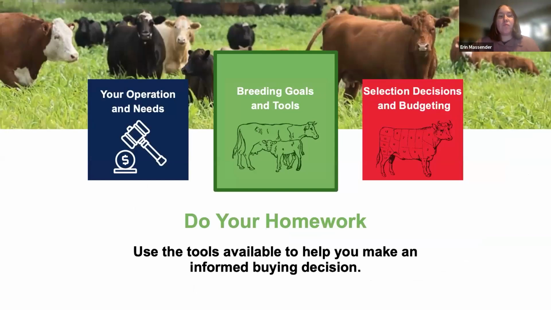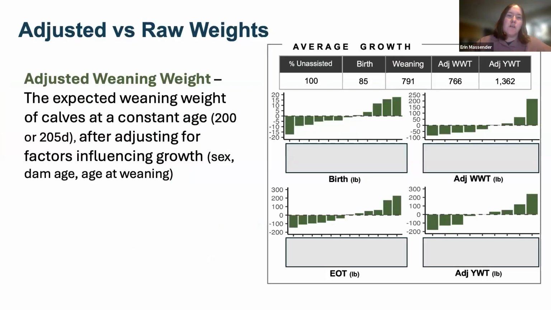Next, once we've got an idea of what we're looking for in a bull, we should start doing our homework and using these tools to help make a buying decision. There's lots of different data typically available to us in sales catalogs or bull test reports. One of the common ones, of course, is growth performance for that bull calf. So I've taken a screenshot of our new bull test report here, where we have some different traits shown and some average performances at the top.